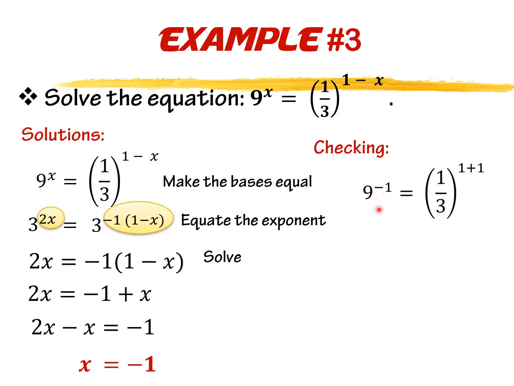Okay, and then for the checking again, you substitute negative 1 into the original equation. So that will give you 9 raised to the negative 1 is equal to 1/3 raised to 1 minus negative 1. So that will give you 1 plus 1, that will be 2. And then we can have this one as 1 over 9 is equal to 1 over 9. So to make the exponent positive here, we put it in the denominator, applying the negative exponents law. Okay, so that is how you do the checking.